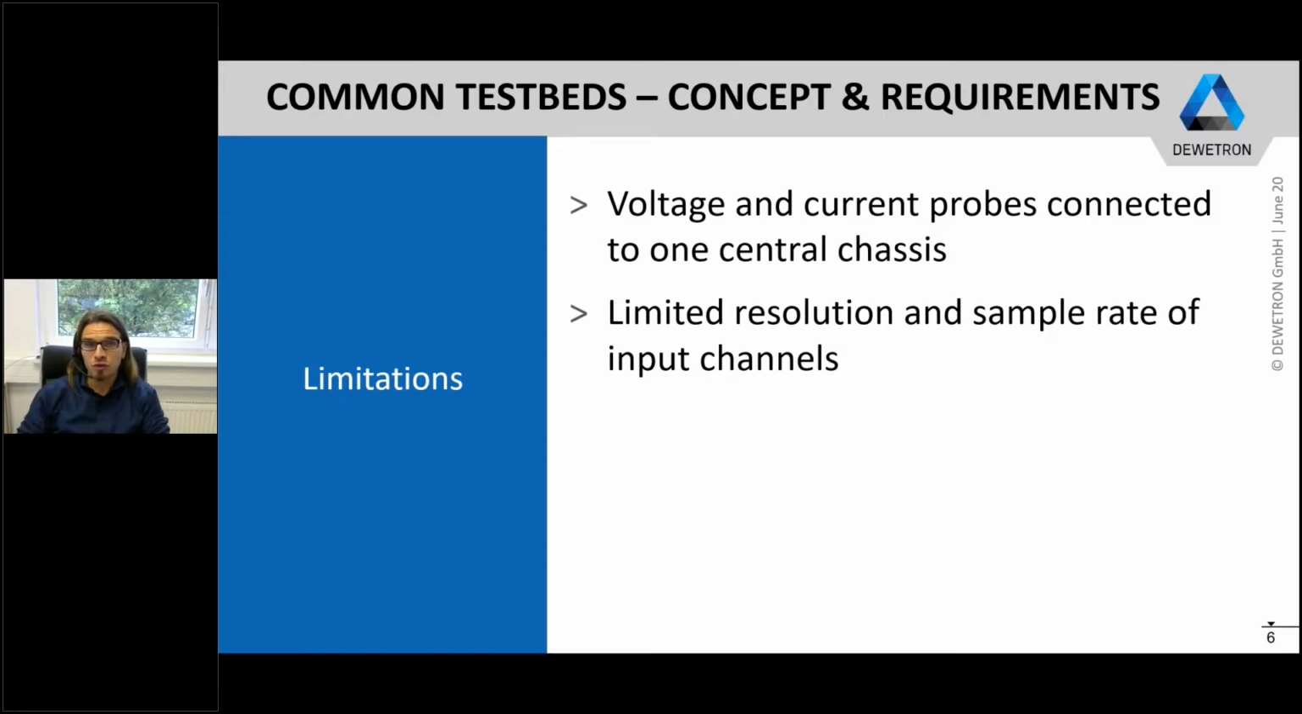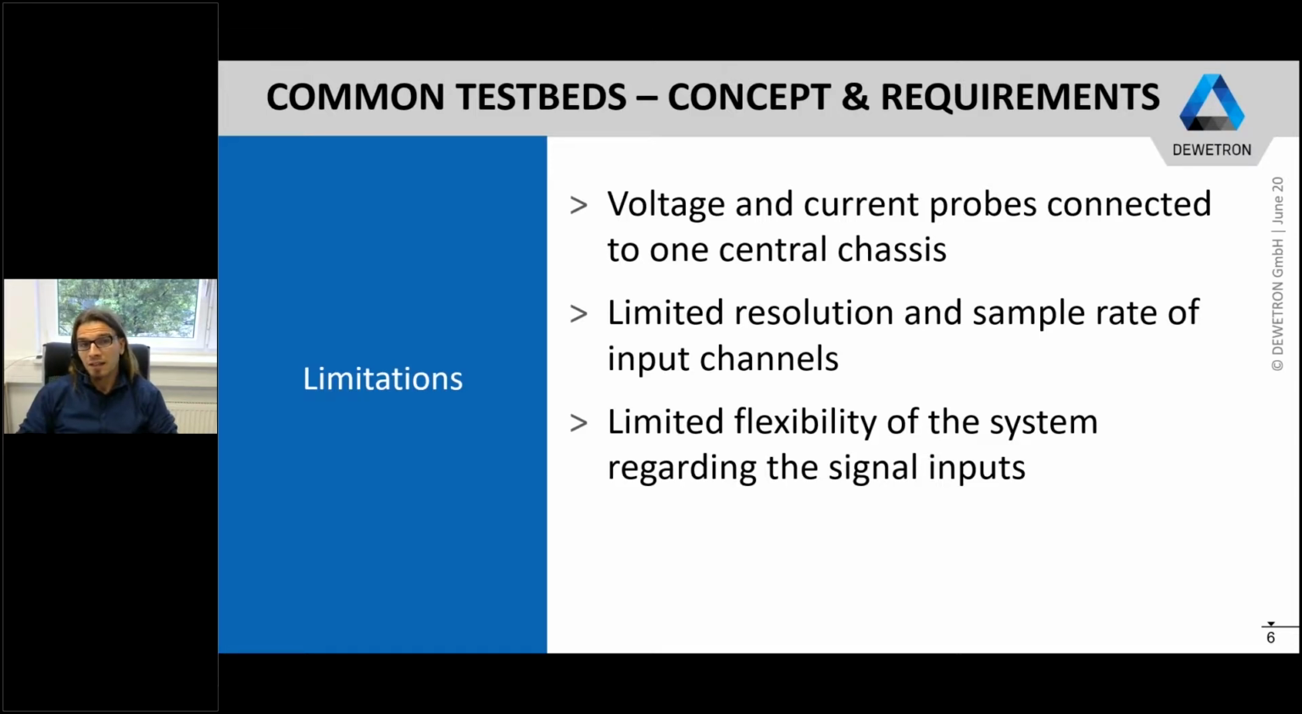The resolution and the sample rate of the input channels is normally also pretty limited for the voltage and current inputs. In real life, we talk about a resolution typically from 12 to 16 bits and a sample rate of some 100 kilohertz, and that's it for many common test beds today.